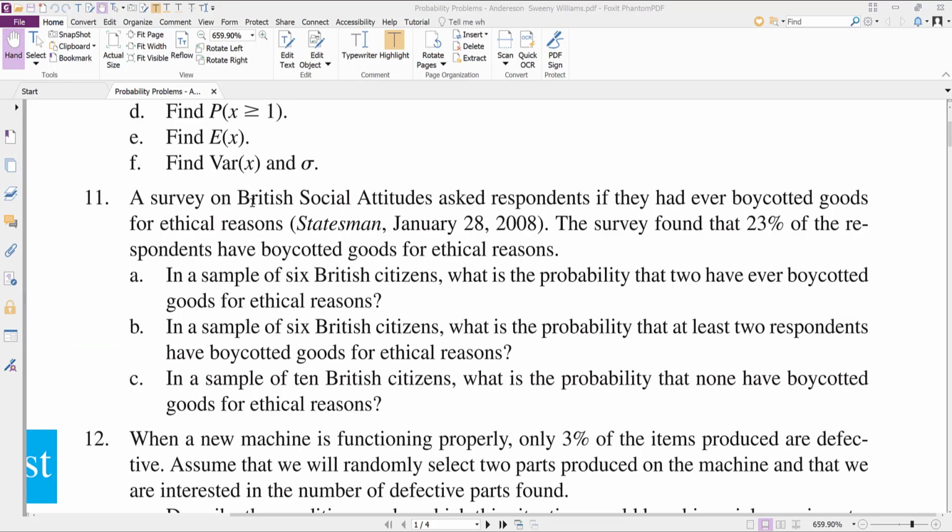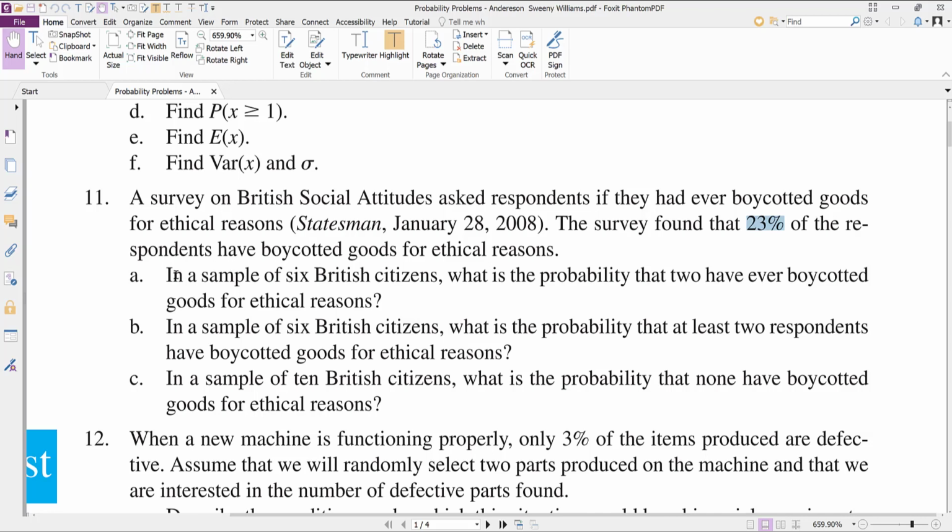This is one problem of binomial probability. It says a survey of British social attitude asked respondents if they had ever boycotted goods for ethical reasons, and the survey found 23% of the respondents have boycotted goods for ethical reasons. So 23% is the probability. In a sample of 6 British citizens, what's the probability that 2 have ever boycotted goods for ethical reasons?